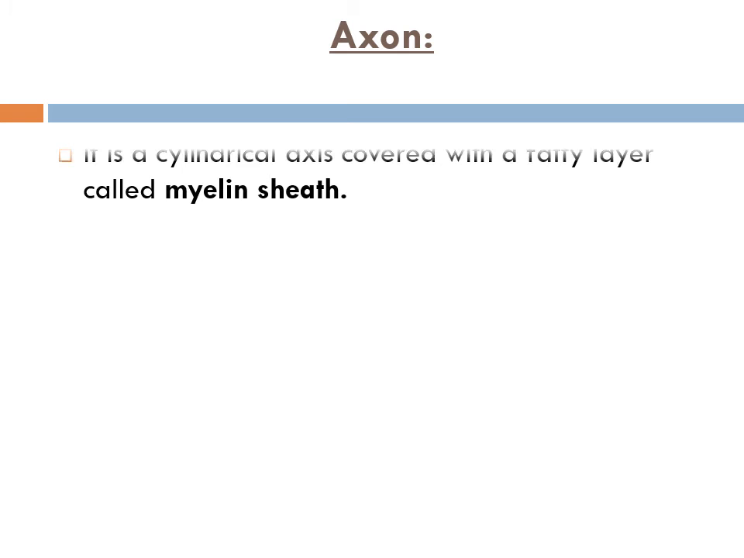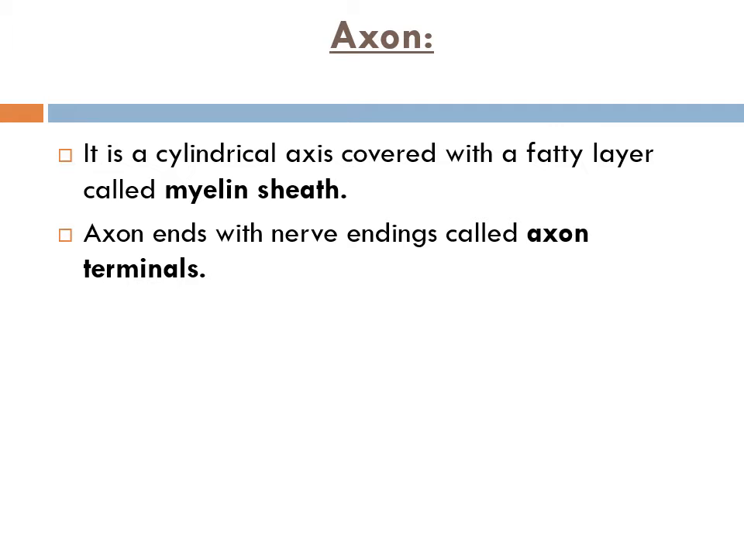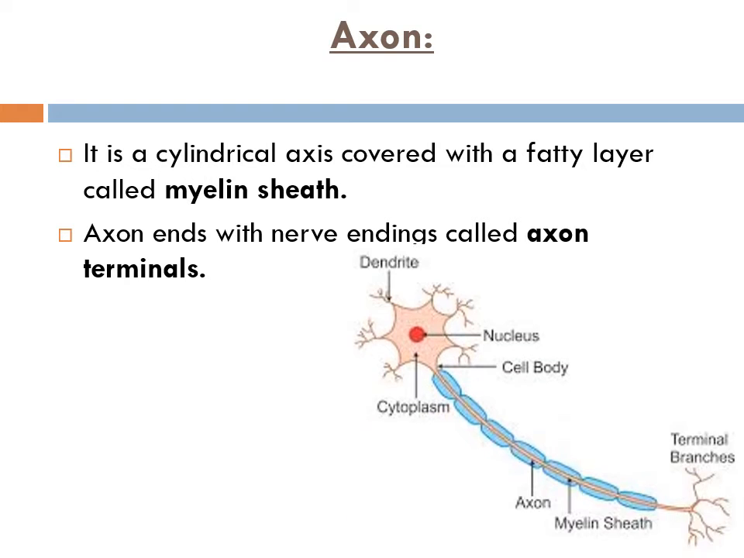Axon. It is the second part of the nerve cell. It's a cylindrical axis covered with a fatty layer, and the fatty layer is called myelin sheath. Axon ends with nerve endings called axon terminals. So the axon is like a cylinder covered with a fatty layer called myelin sheath, and at the end of the axon there are nerve endings called axon terminals.